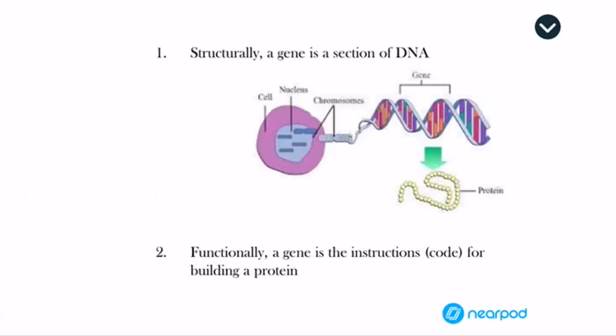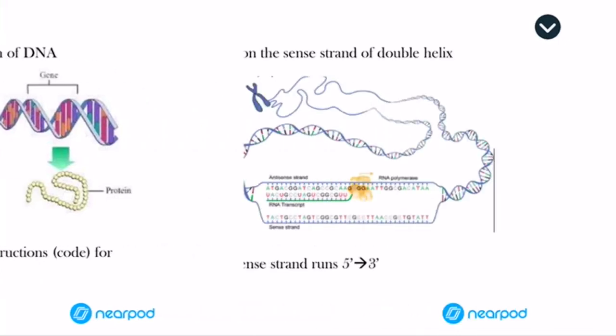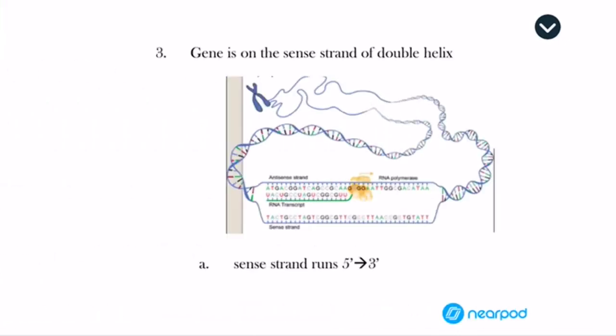Structurally, a gene is a section of DNA. Functionally, a gene is the code for a protein. So we've talked about the fact that in biology, form follows function. The form of a gene, a piece of DNA, follows the function, which is the code for a protein. It's on the sense strand of the double helix, and when you looked at replication, you saw the orientation of a DNA, 5' to 3', based on the location of the phosphate in the nucleotide. That becomes very important in transcription as well.